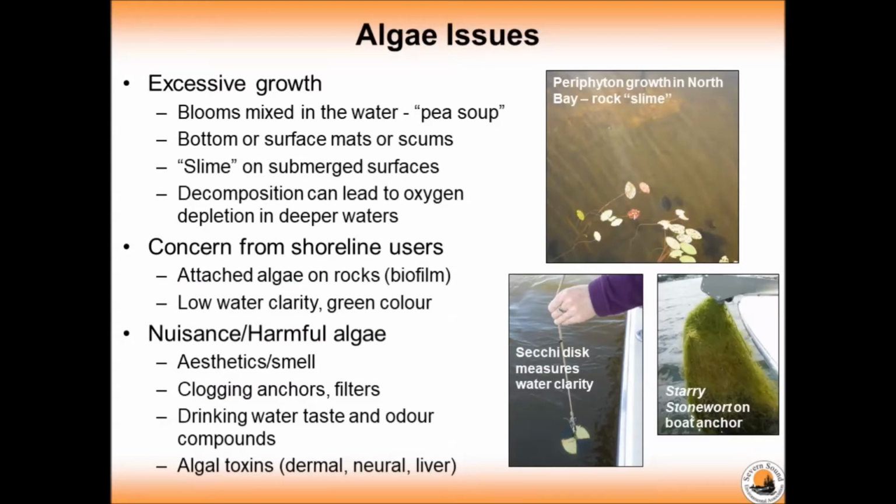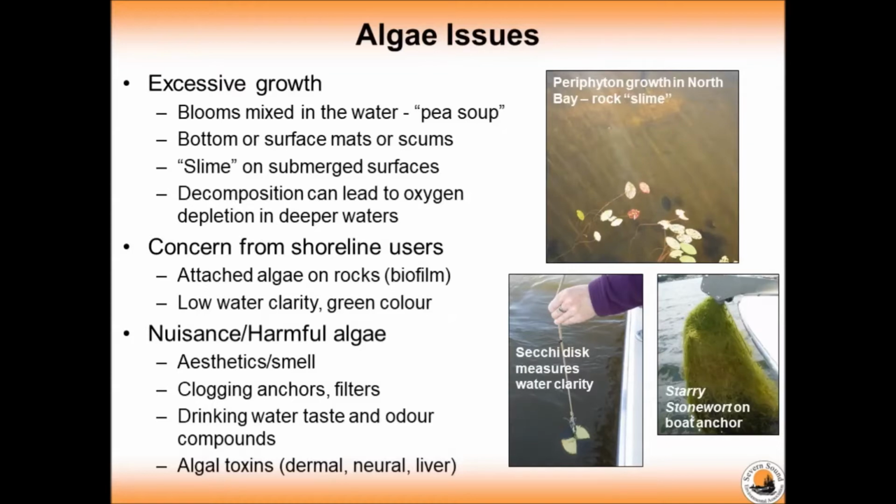So the issue with algae really comes from having too much growth in one particular area or dominance by one particular species or group. So we can see blooms occasionally that will be mixed in the water and have that pea soup look. They can form mats on either the lake bottom or the surface, which look like surface scums. We can see slimes or biofilms that will develop on submerged surfaces.